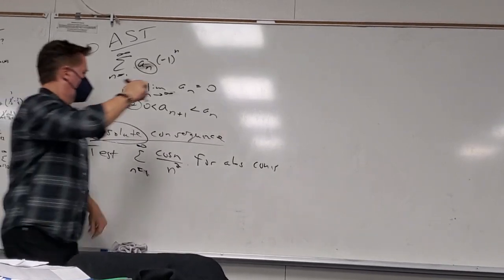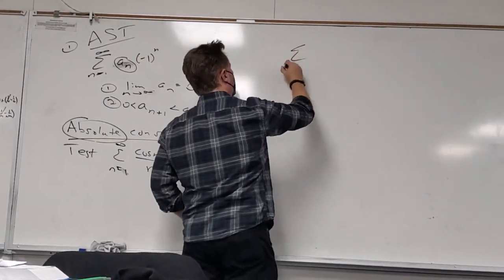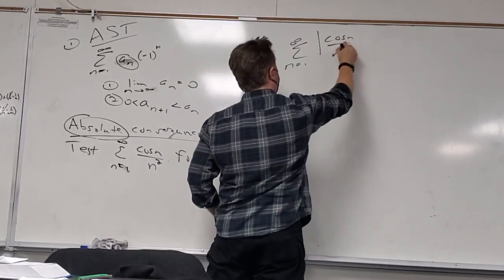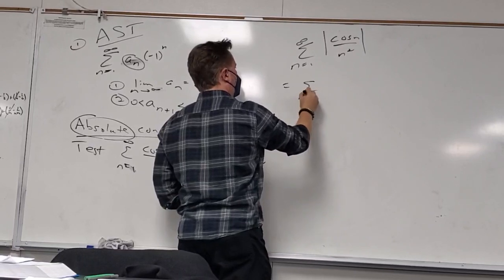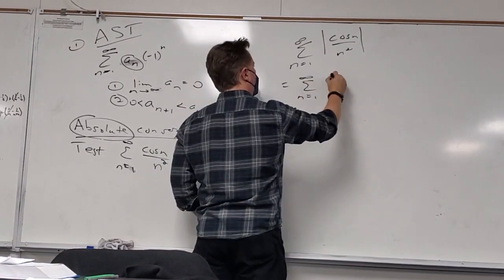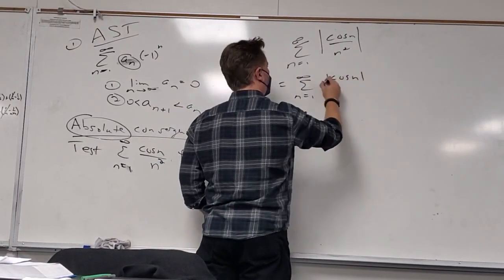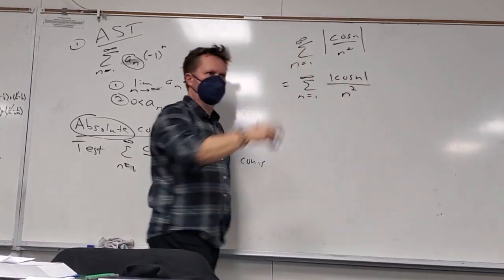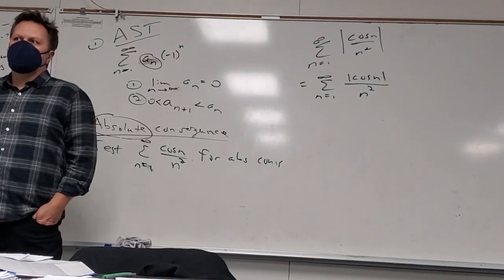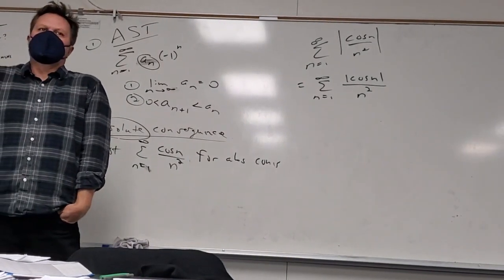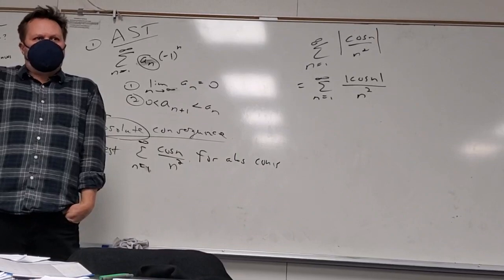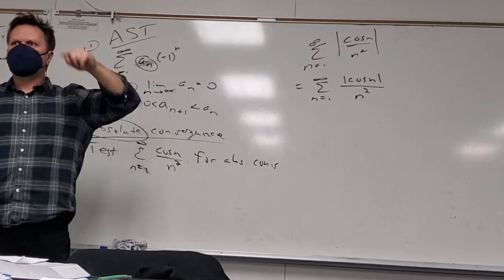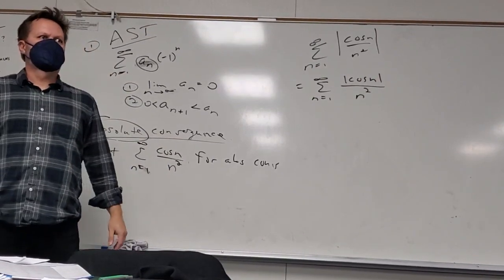So I really want this to make sense. I believe this is sort of like a homework problem, if I remember correctly. So I look at the absolute value of this. What is the absolute value of n squared? Let me see if you guys get this.